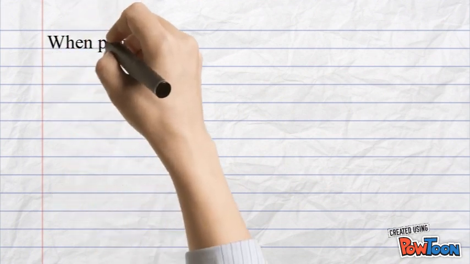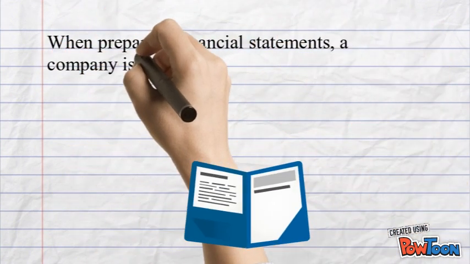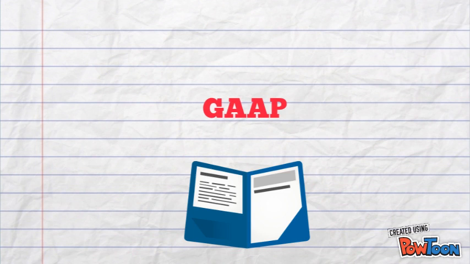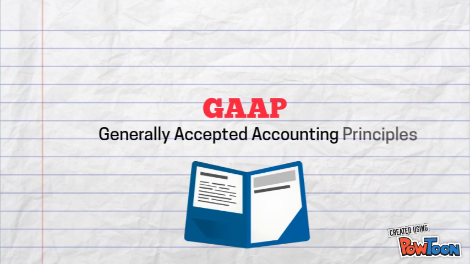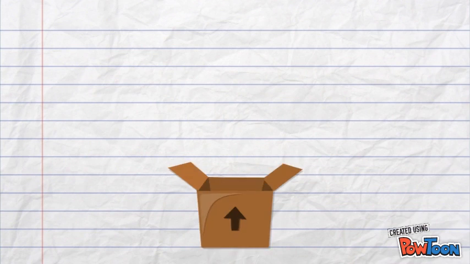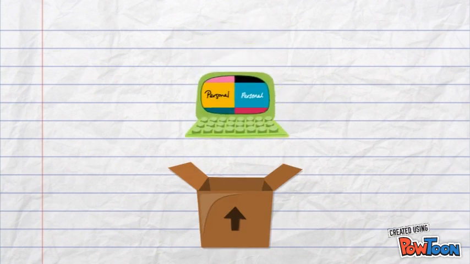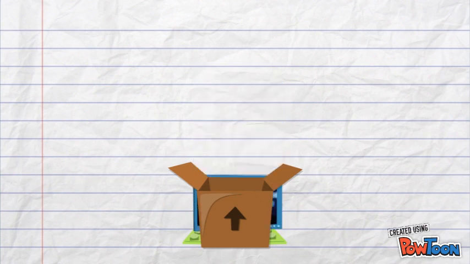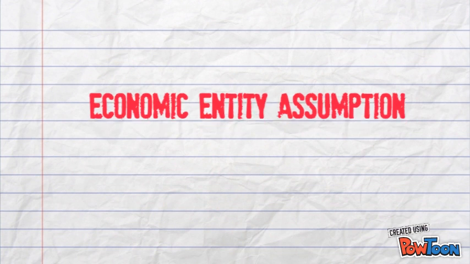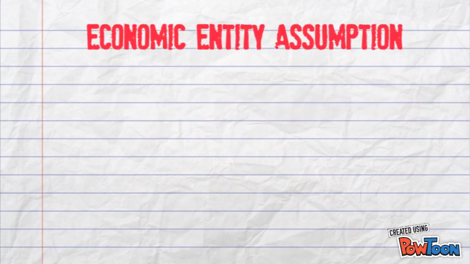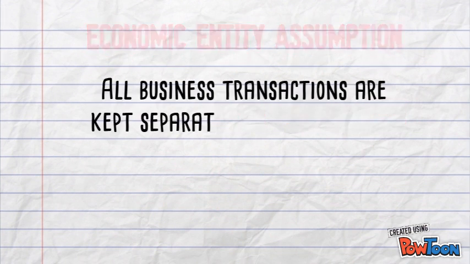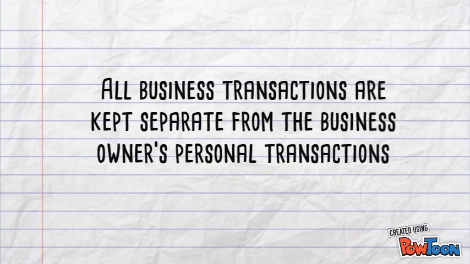When preparing financial statements, a company is expected to follow GAAP, that is, Generally Accepted Accounting Principles. It is the goal of these principles to ensure financial reports convey useful information that can be used to make financial decisions. In doing this, they need to feel confident that personal and business finances have not been mixed. This is where the economic entity assumption comes in. It states that all business transactions must be kept separate from the business owner's personal transactions.